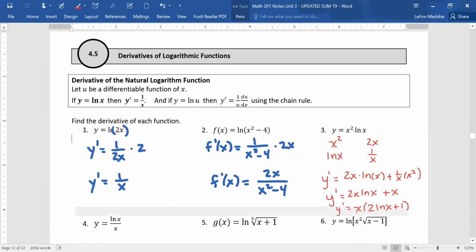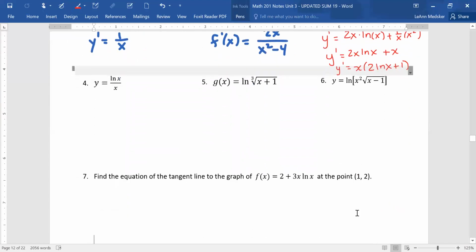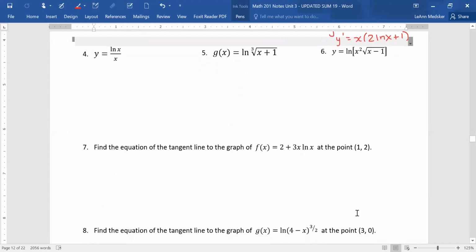Okay, for the only other one I wanted to do in 4.5, since this is a pretty general basic rule, is I wanted to do one of the tangent equations together on the video. So we're skipping down to number 7. It says find the equation of the tangent line to the graph f of x equals 2 plus 3x natural log of x at the point 1, 2. So the first thing is, if you're going to find an equation of a tangent line, you need the derivative.